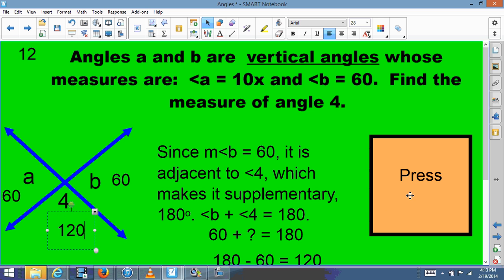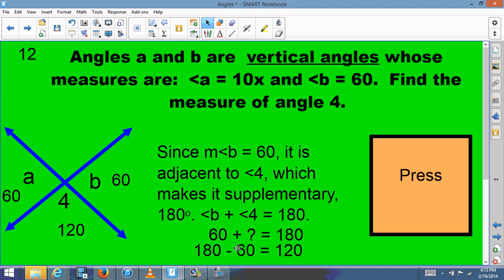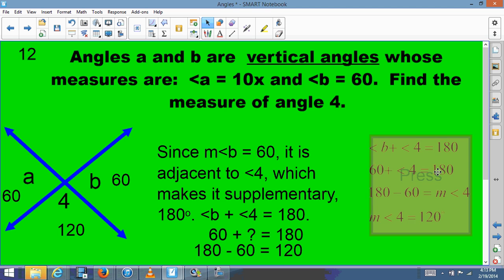So I found the value of angle 4, 120 degrees. So angle B plus angle 4 is 180 degrees because we know that they're supplementary. And subtract 60 from both sides, 180 minus 60 will give us the measure of angle 4. The measure of angle 4 is 120 degrees.